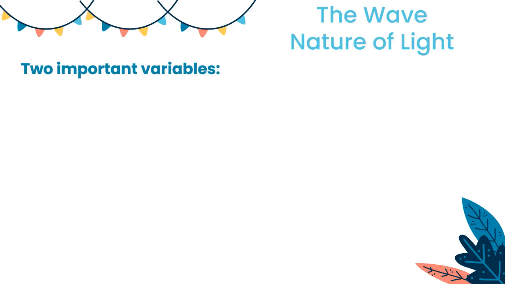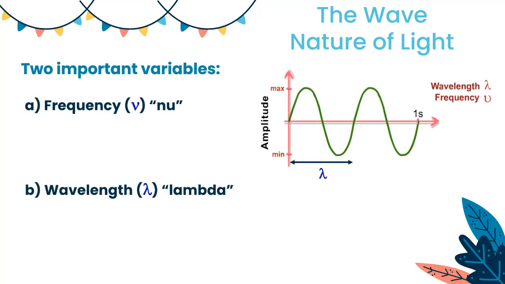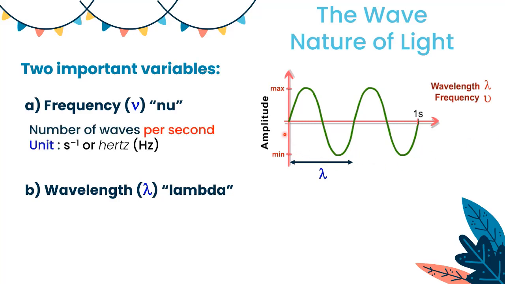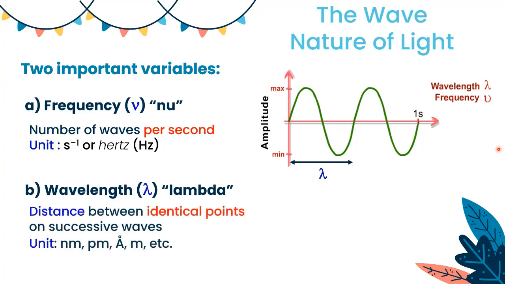Before we talk more about this model, you need to first know the 2 important variables when dealing with light. There is frequency, denoted by the nu symbol, and it represents the number of waves per second. So if you could see from here, we have a number of waves within a second. The other variable is wavelength, denoted by the lambda symbol, which is the distance between 2 identical points. So we have these 2 identical points on successive waves. When these 2 variables are combined, their relationship determines the speed of light. c is equal to nu times lambda.